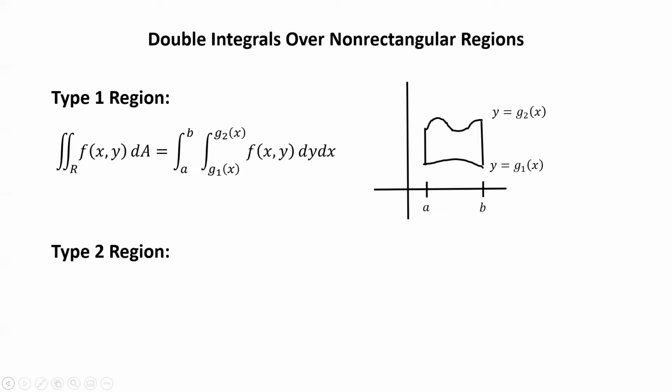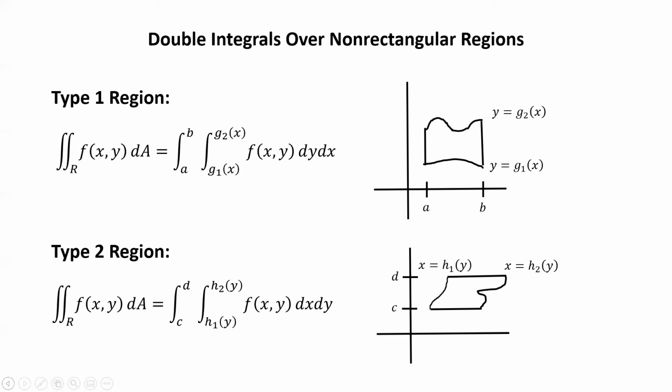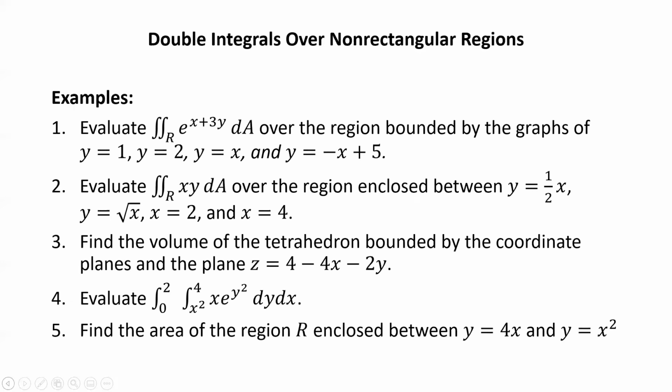Similarly, we have a type 2 region. A type 2 region is trapped between horizontal lines, y equals c and y equals d, and goes from left to right from the function x equals h sub 1 of y to the function x equals h sub 2 of y. To compute this type of double integral, we change it to an iterated integral, dx dy, where the outer limits are y equals c and y equals d, and the inner limits are x equals h sub 1 of y and x equals h sub 2 of y. Let's try some examples. Go ahead and pause the video, try these examples yourself, and then resume the video to check your answers with mine.